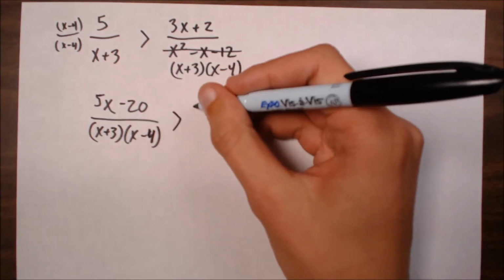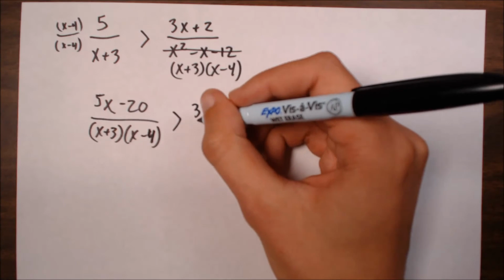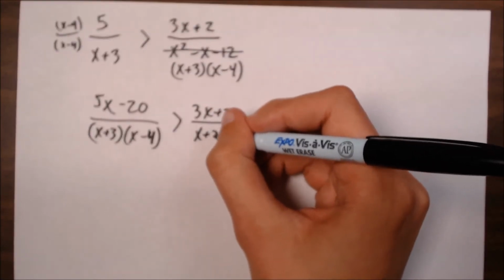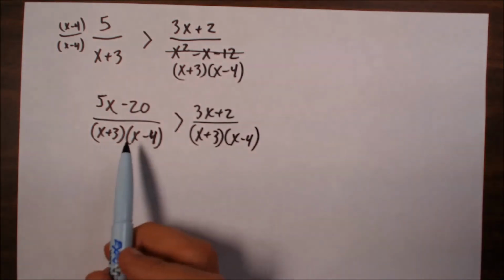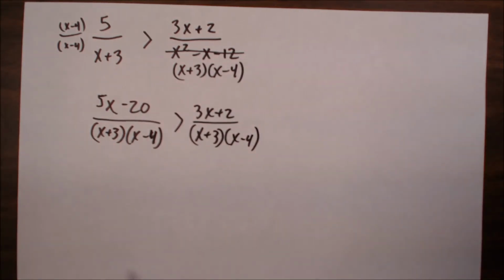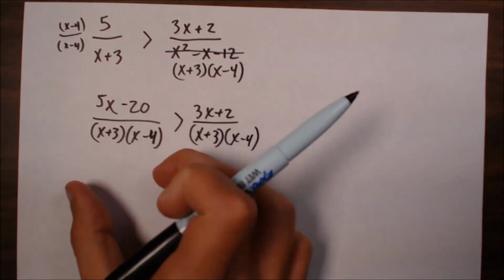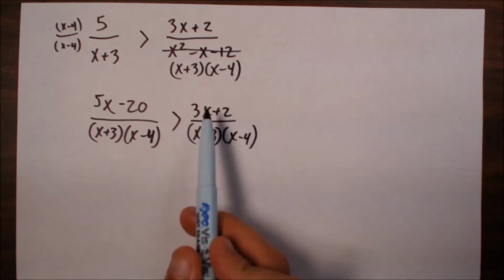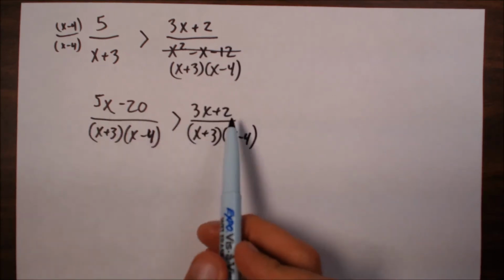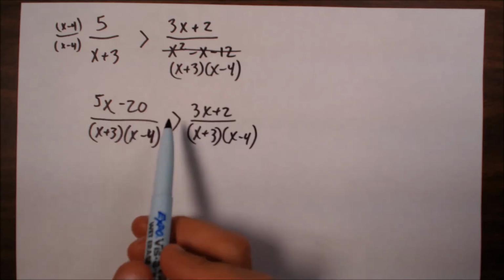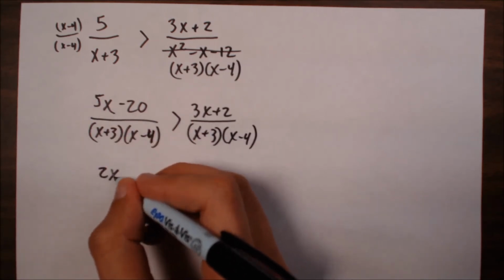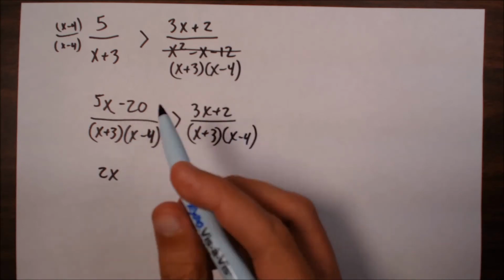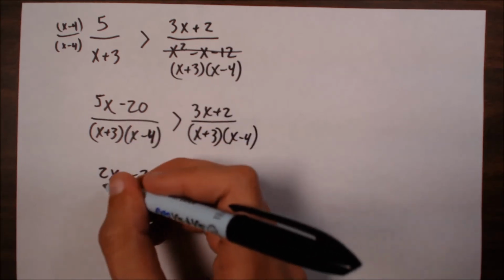And I'll go ahead and rewrite the other side as well. 3x plus 2, over (x plus 3)(x minus 4). You don't have to multiply out the denominator on this side. So now I want to bring this over by subtracting. I'm going to subtract all of this from all of this, which means I'm going to combine the terms on the top by subtraction. So 5x minus 3x is 2x, and negative 20 minus 2 is negative 22.